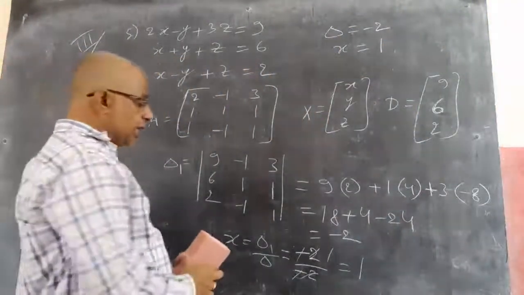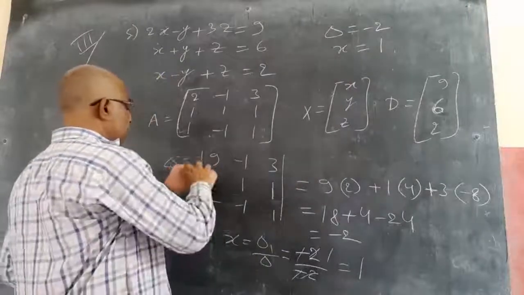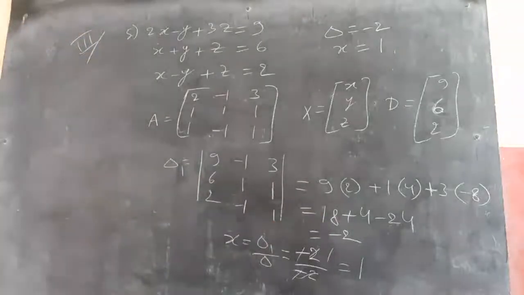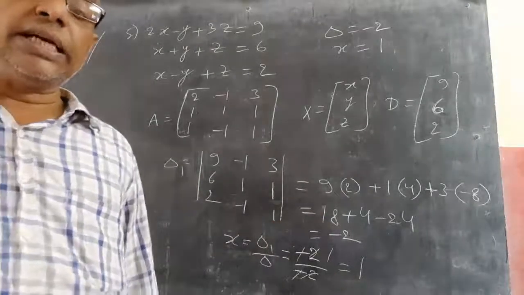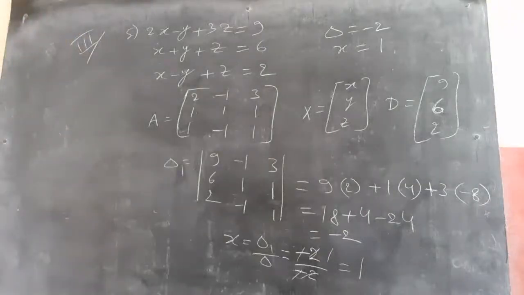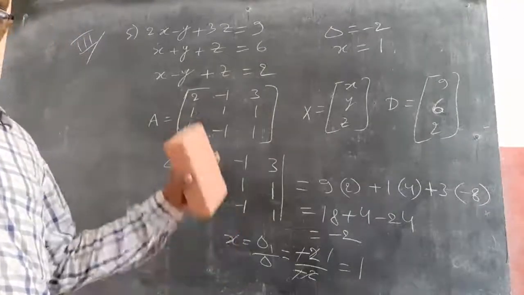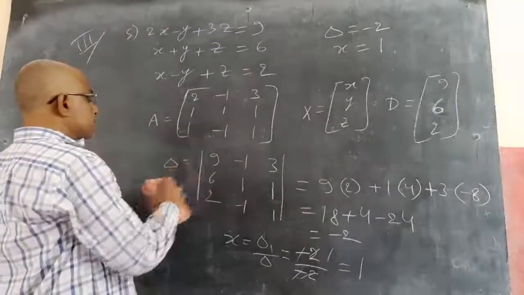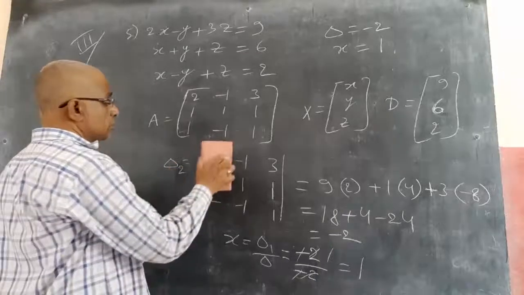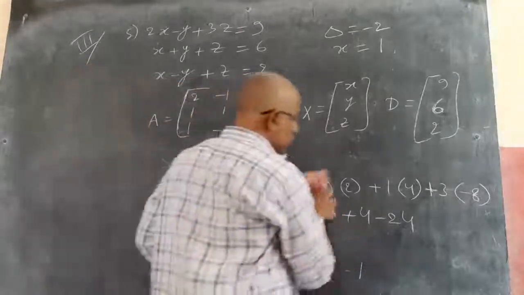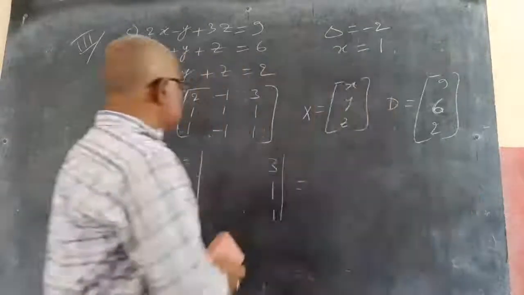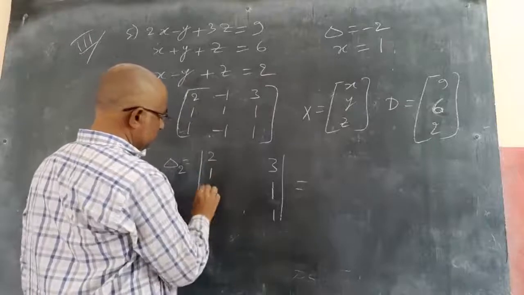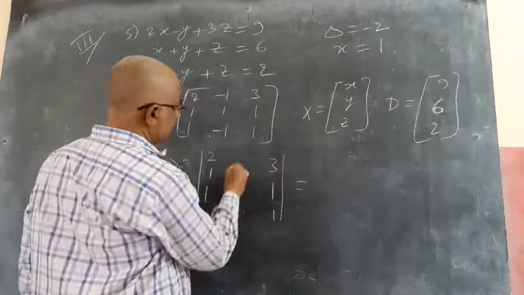Now I need to go for y. Y is delta 2 by delta. So how can I find delta 2 now? With delta 1 I got the x value. Now I need to go for delta 2, which gives me y. Delta 2 is replacing the second column elements with D. So first column as it is: 2, 1, 1, but replacing the second column elements with D: 9, 6, 2.